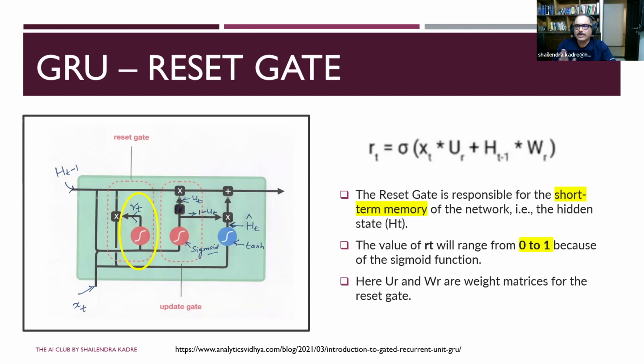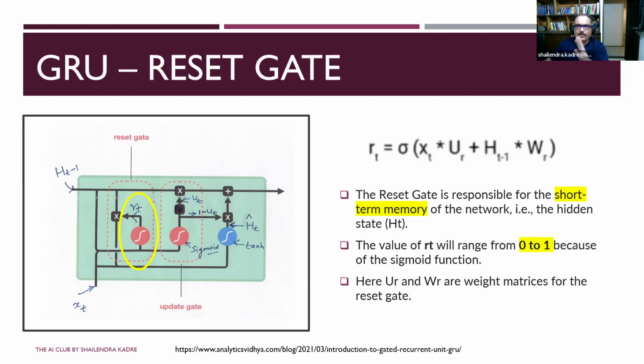It decides how much of the previous input and current time step input you have to take. It decides that, so it is a short-term memory. That is one part of it. Very simple: XT, the current time step, is multiplied with its weight matrix WR. HT, the input coming from the previous time step, is multiplied by its corresponding weight WR. Both are summed and we apply an activation function, which is sigmoid.